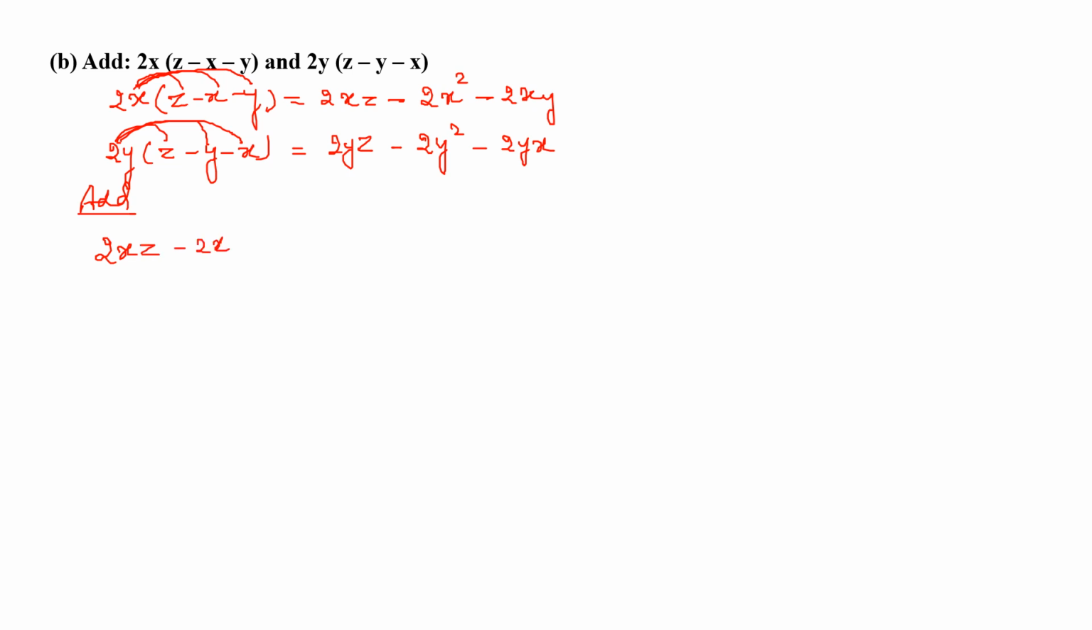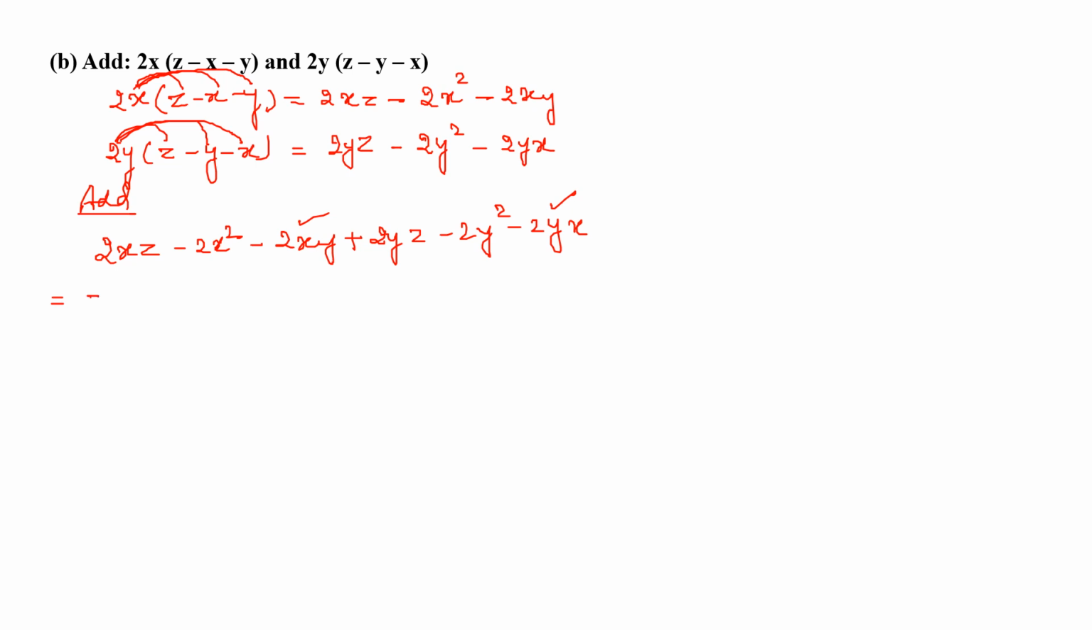So let's add. 2xz minus 2x square minus 2xy plus 2yz minus 2y square minus 2yx. So if you can see, there is one pair of like terms here and here. xy and yx are both the same thing because multiplication is commutative. So now I'm going to arrange it.